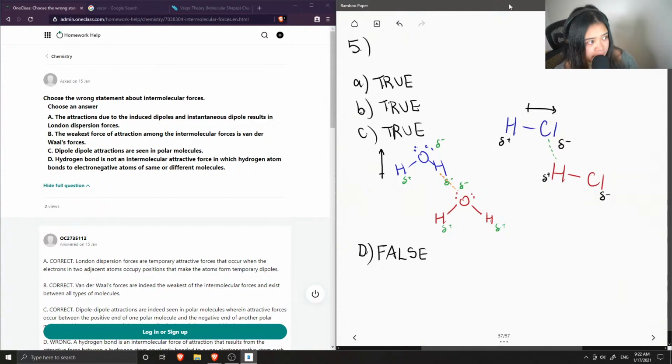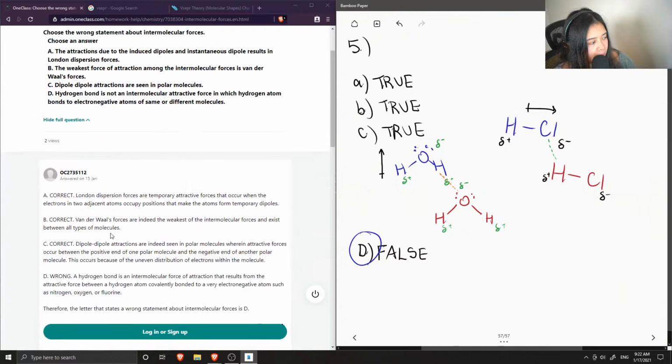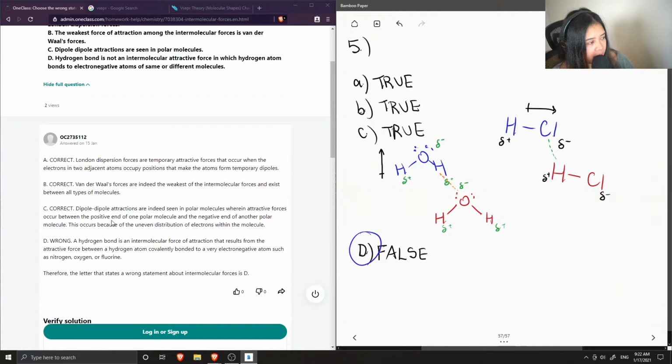Okay, so the answer is D. This is the wrong statement about intermolecular forces. So the junior tutor said that A is correct.